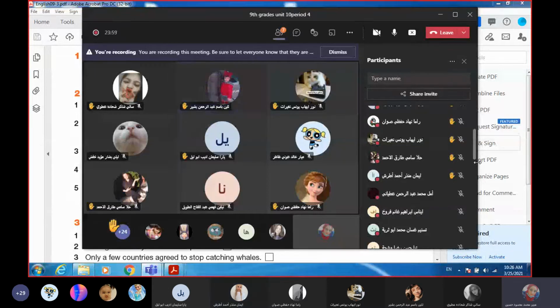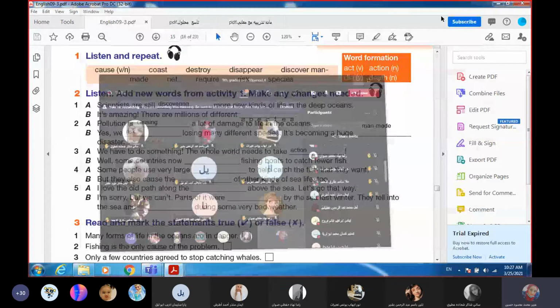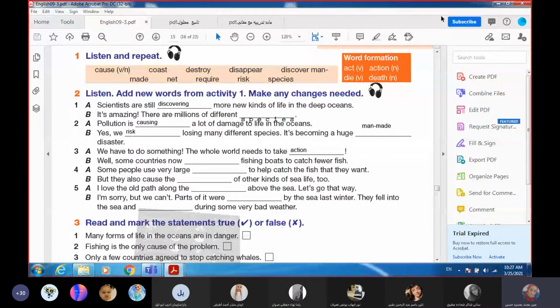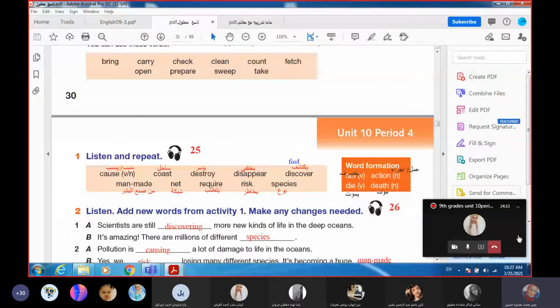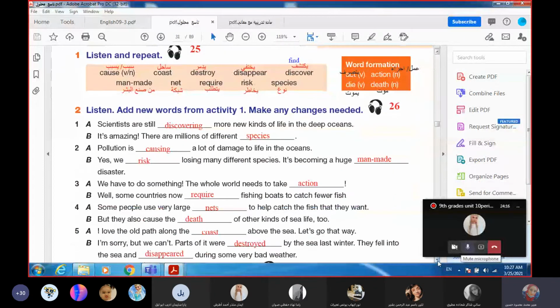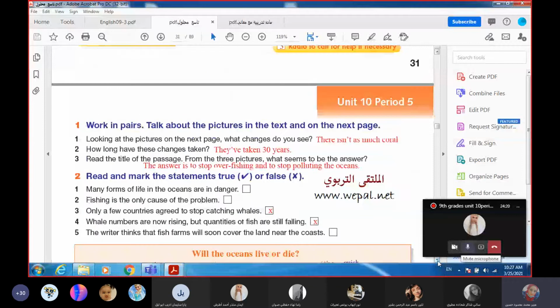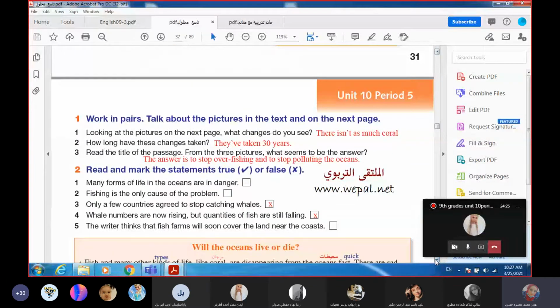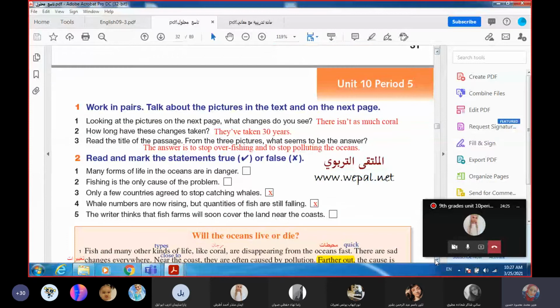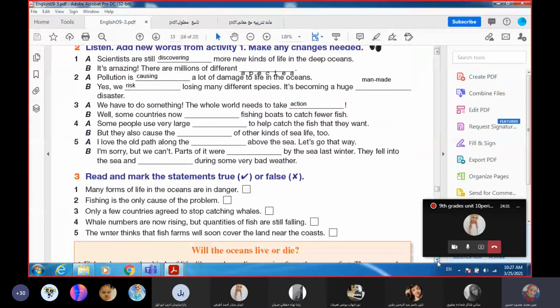Did you check your answers when we solved it? Now open your book please on page 32, and now we are going to listen to the text. Now we are going to introduce a very important topic. We are going to study a very important text, and it's interesting and full of information.